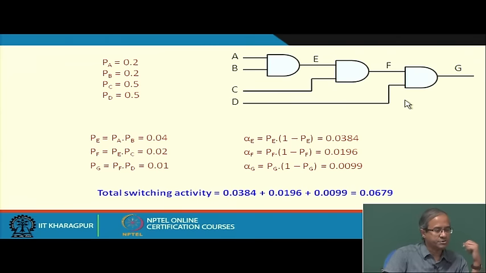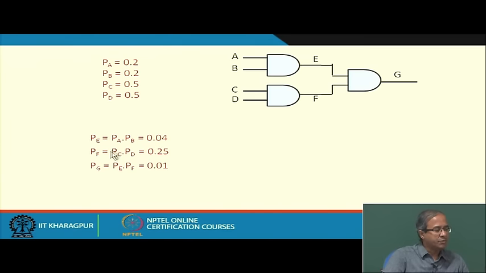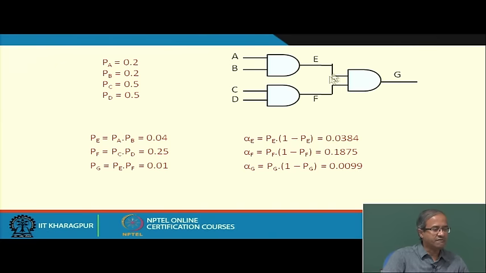But now, suppose we map the gate in this way, where the gates are in 2 levels, obviously delay is less, the gate will be faster, but with respect to power, let us see with the same probability values. Now, P values will be like this: PE will be PA into PB, 0.04, PF will be PC into PD, 0.25, PG will be PE into PF, 0.01.